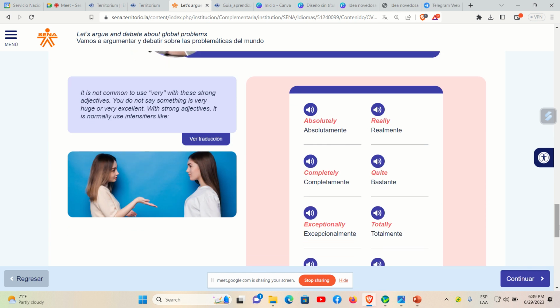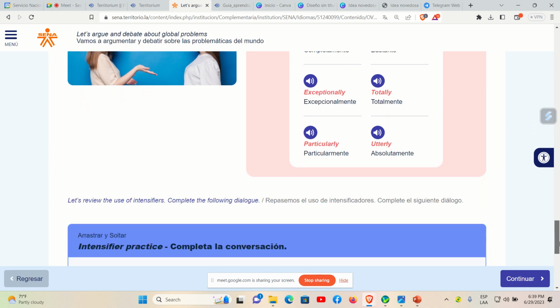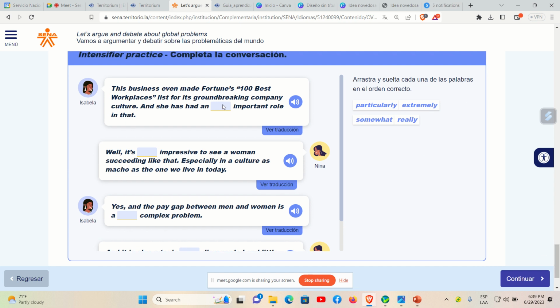Okay, we have absolutely, really, completely, quite, exceptionally, totally, particularly, utterly. Quiero que veamos este, listo, que hagamos este también, para que veamos cómo nos va con estos intensifiers in this conversation. So this business even may threatens 100 best workplaces list for its groundbreaking company culture, and she has had an important role in that.